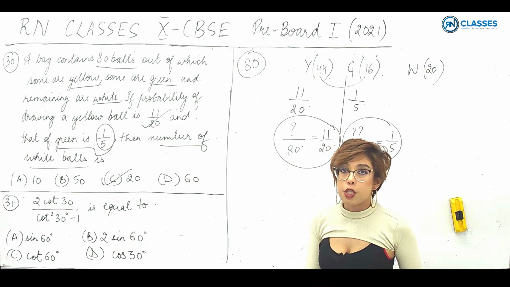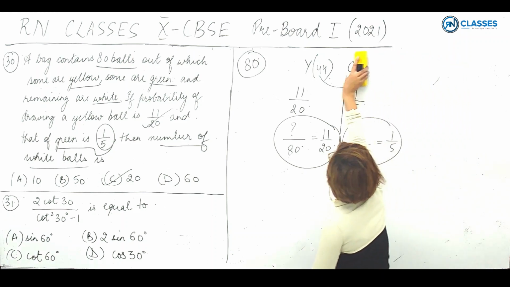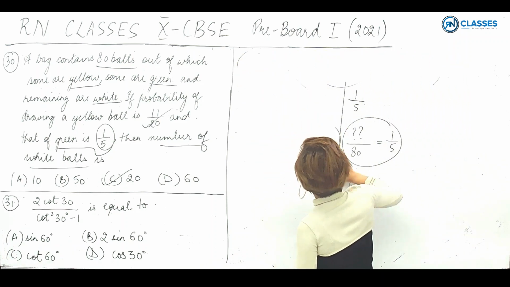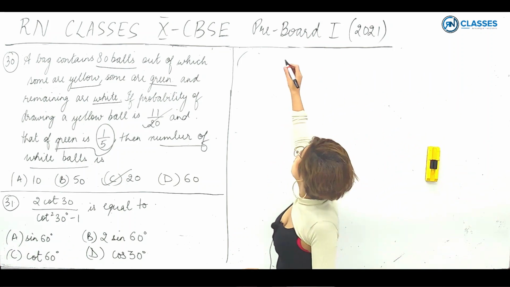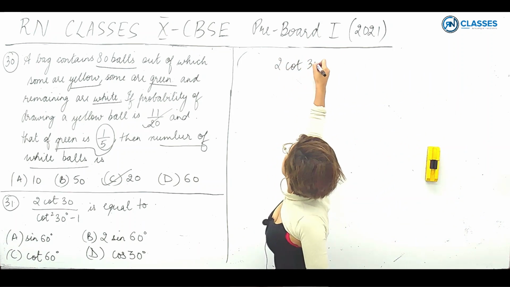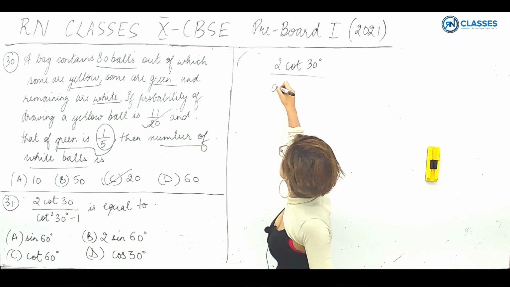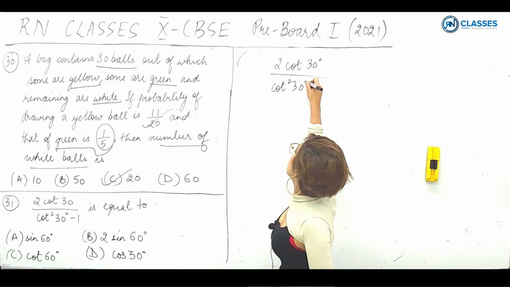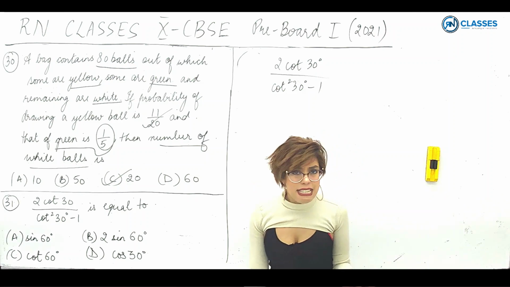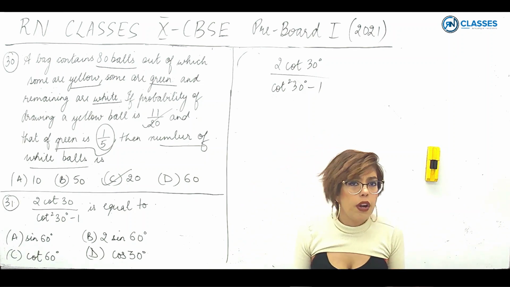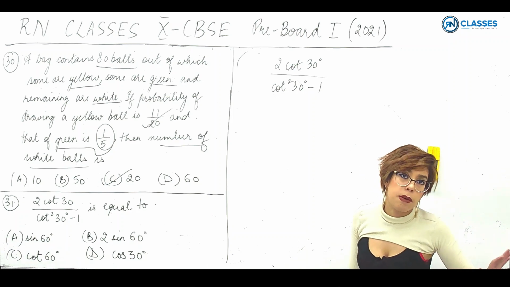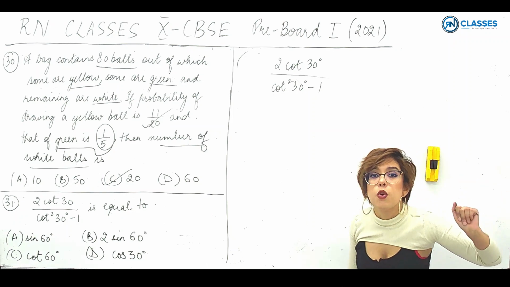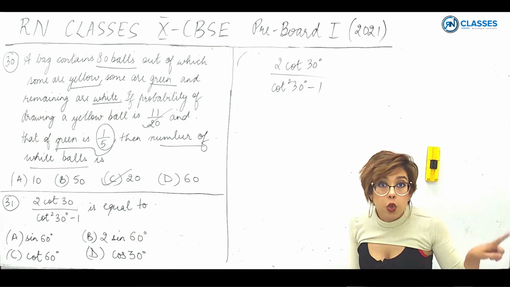Now, let's move on to question number 31. He says 2 cos 30 degrees divided by cos square 30 degrees minus 1. Now, 30 degrees is a standard angle. I know the value of cot 30. Cot 30 is what? Tan 30 तो याद होता है. Tan 30 is 1 by root 3, and cot would be the reciprocal, so cot 30 degrees is root 3.